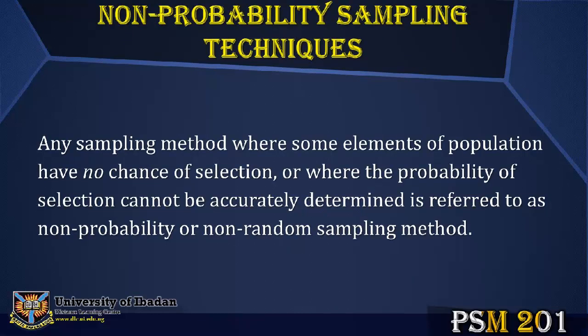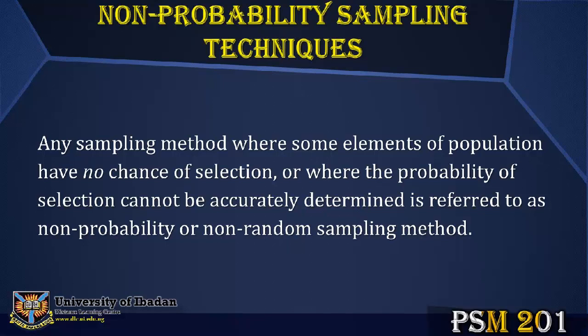Non-probability sampling techniques. Any sampling method where some elements of the population have no chance of selection, or where the probability of selection cannot be accurately determined, is referred to as a non-probability or non-random sampling method. In this method, you do not use probability concepts. It involves the selection of elements based on assumptions regarding the population of interest, which forms the criteria for selection.